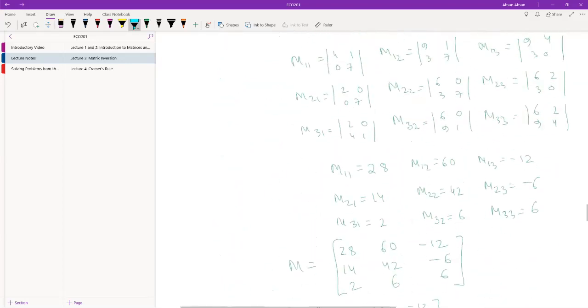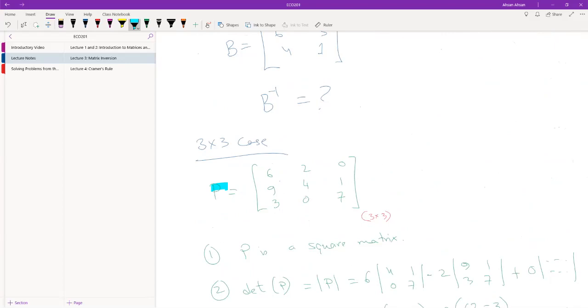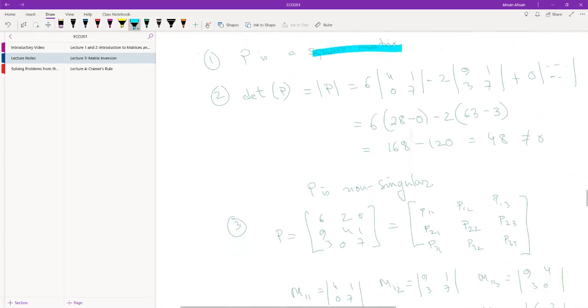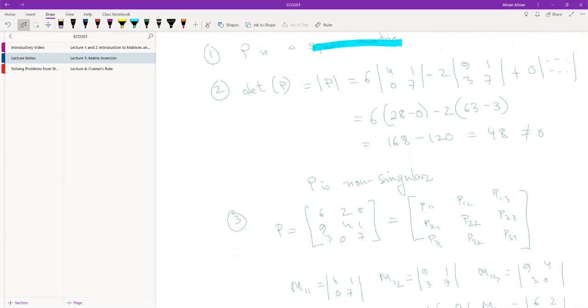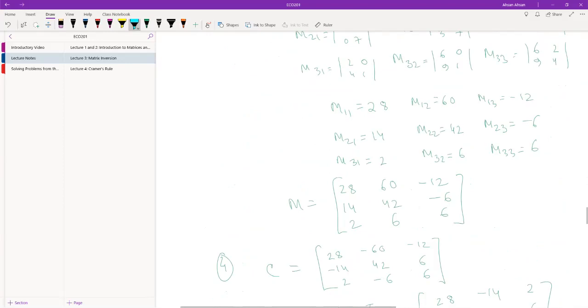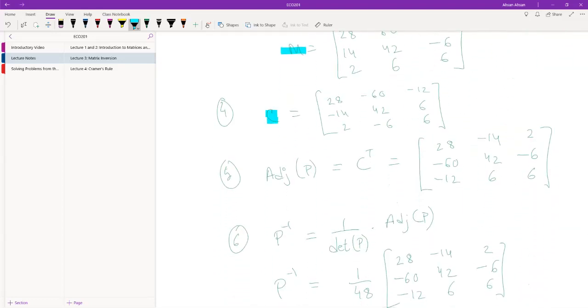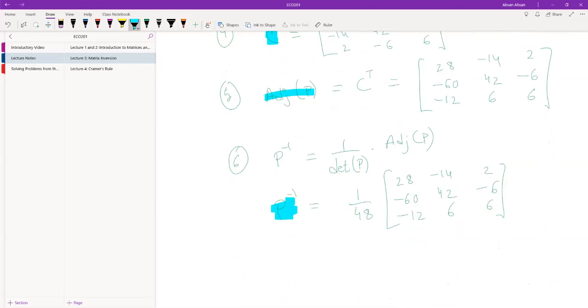So to sum up, we go all the way back. We started off with this matrix P. In step 1, we made sure it is a square matrix. It was a 3 by 3, so a square matrix. In step 2, we made sure P is non-singular. It was. Then we calculated the minor. It was a bit of a lengthy process, but once again, lengthy and difficult are two different things. This is a lengthy process. There is a lot to do, but each individual step is very easy. And then we calculated the cofactor. We calculated the adjoint, and then finally we calculated the inverse, which is this.